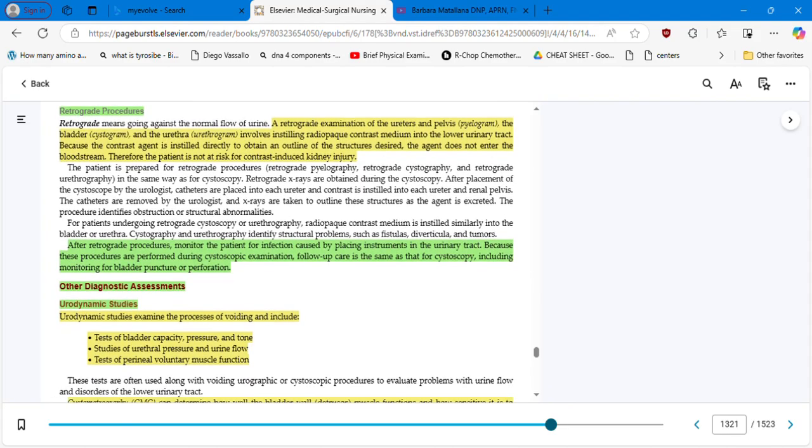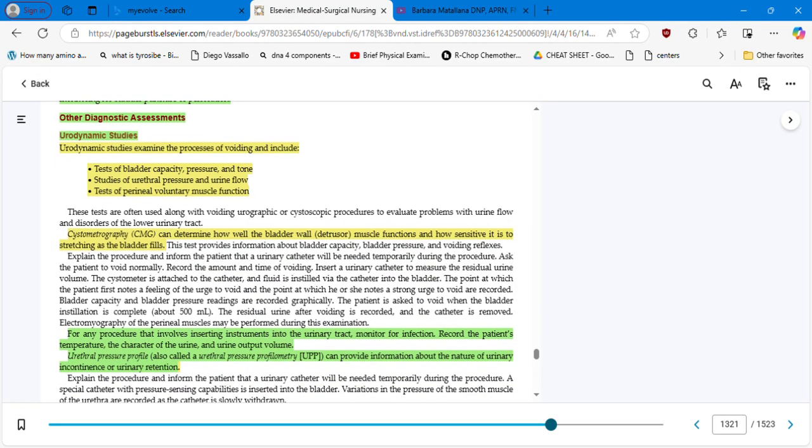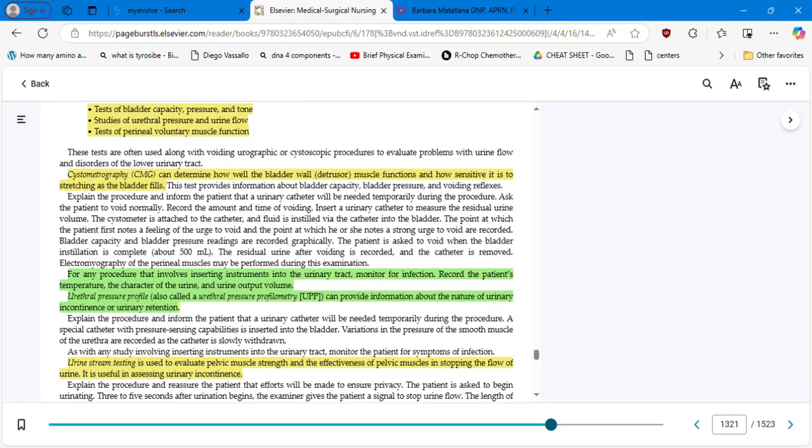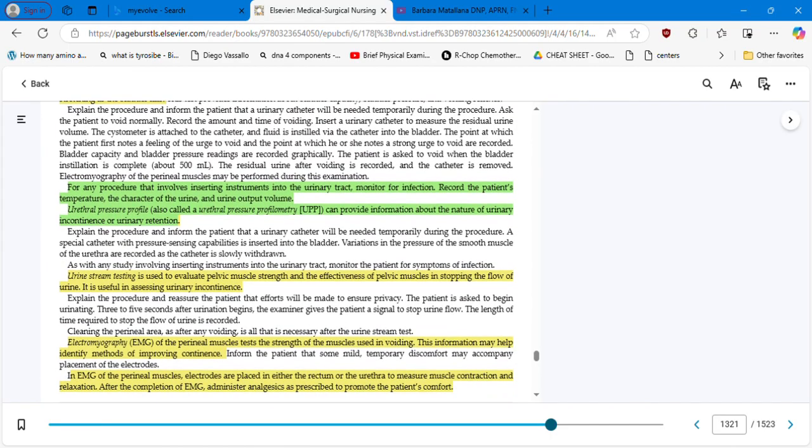Retrograde procedures, we are going to skip that. Other diagnostic assessment: urodynamic studies like tests of bladder capacity, pressure and tone, studies of urethral pressure, tests of perineal voluntary muscles. Cystometrography can determine how well the bladder wall detrusor muscle functions and how sensitive it is to stretching as the bladder fills. Also, for any procedure that involves inserting instruments into the urinary tract, monitor for infection, okay?